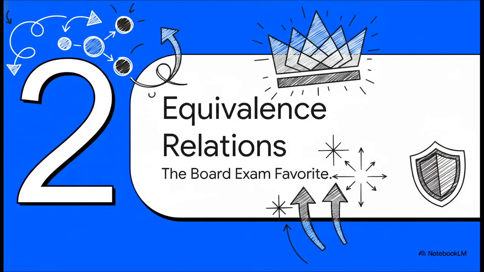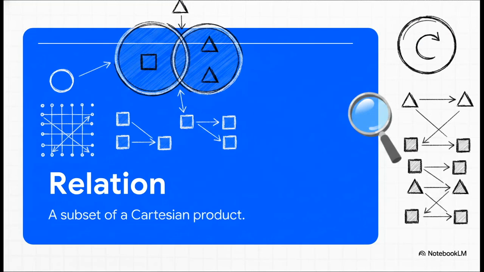Moving right along to Section 2, mastering equivalence relations. This one is a massive board exam favorite. Board examiners absolutely love to test your logical rigor on this stuff. By slapping a constraint on things, we move from that massive universal Cartesian product down to a relation. A relation is really just a specific subset of those original basic pairings. We don't need all the pairs anymore, just the ones that follow whatever specific rule we set.